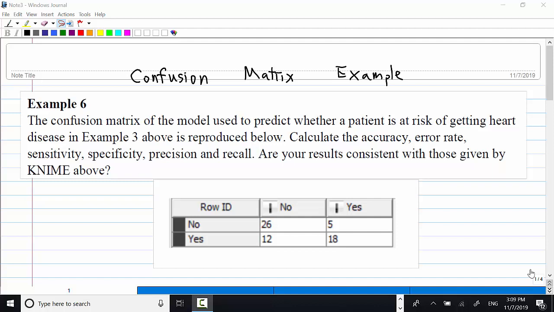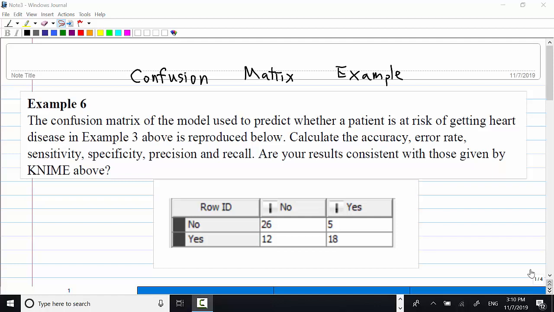This is a video on confusion metric. Example 6. The confusion metric of the model used to predict whether a patient is at risk of getting heart disease in example 3 above is reproduced below. Calculate the accuracy, error rate, sensitivity, specificity, precision, and recall. Are the results consistent with those given by the line above?